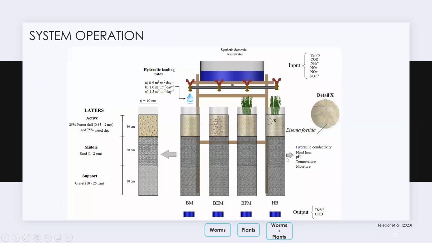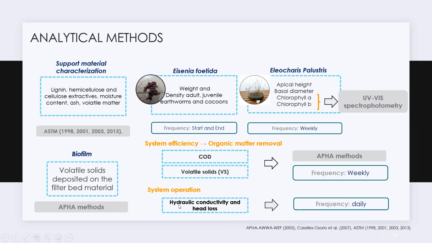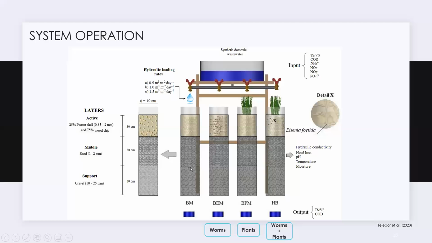We also wanted to know what happened with the hydraulic conductivity and the head loss in the system, because if you have here the system and you put too much water or you put too much contaminants, you can clog the system. The system can be clogged, and then you won't be able to continue the treatment. So that's why we wanted to know what happened with the conductivity. And on the other hand, if water goes here too fast, you won't be able to remove the contaminants. That was the idea.